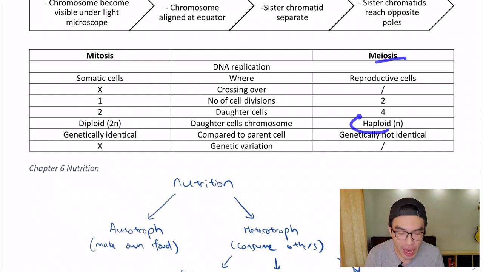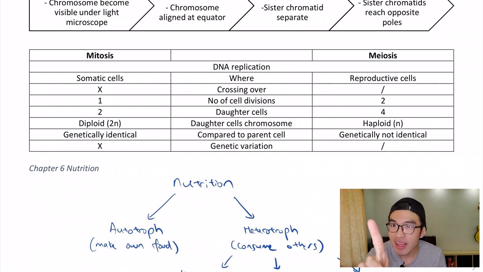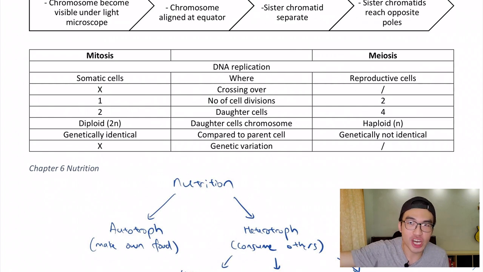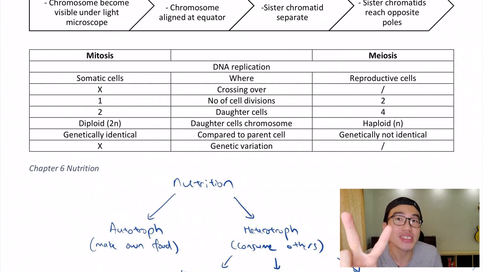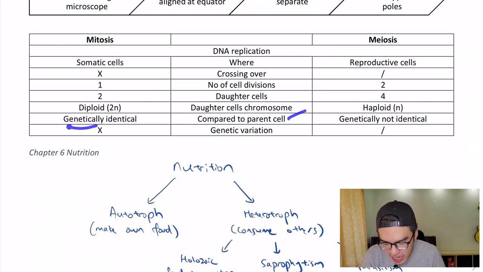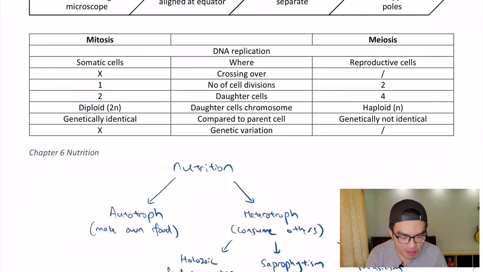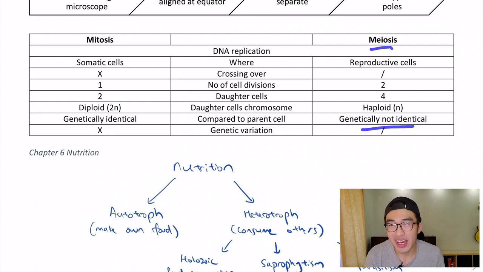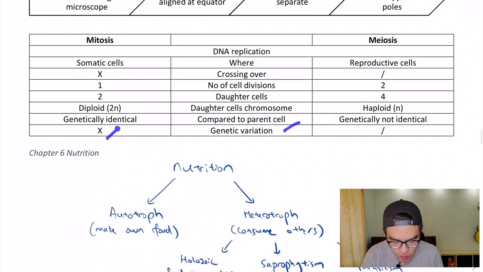Meiosis means they are haploid, means they only have one set of chromosomes. You have two, okay? But you are only going to give your child one set. Your partner will give your child another set, so your child would have two sets. Make sense? So, compared to the parent cell, it is genetically identical, exactly the same. But for meiosis, it is not identical. In fact, it is half the chromosomes. Genetic variation, no and yes.